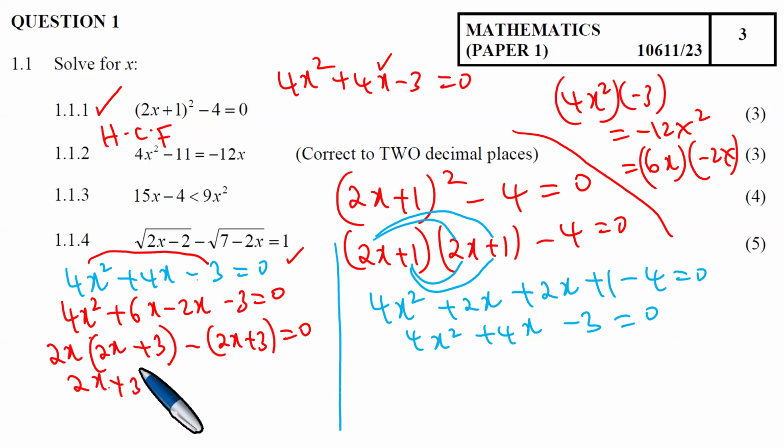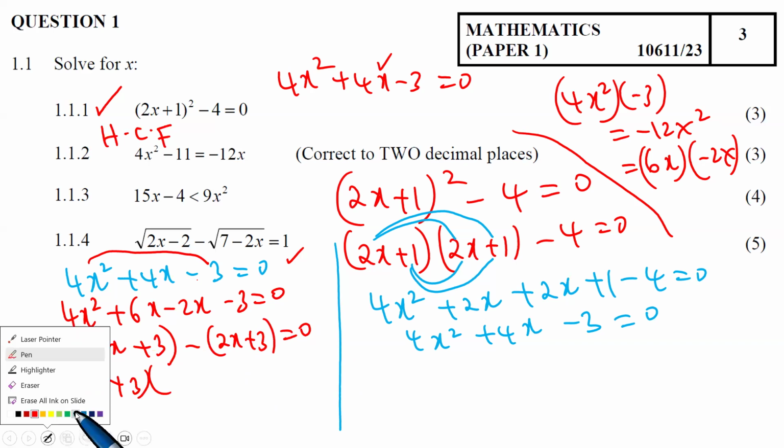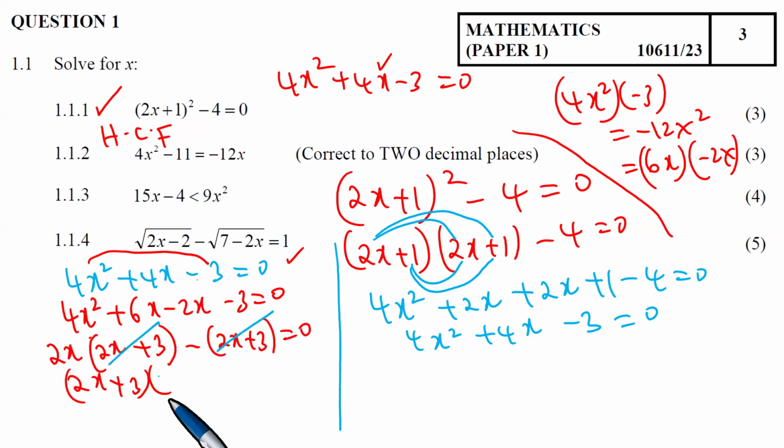So you have 2x plus 3 here. Because 2x plus 3 is a common factor, you pull it out. You are left with 2x minus 1 equals 0. At this point, you can see that x is minus 3 out of 2, or x equals 1 out of 2. And therefore, this becomes the answer.